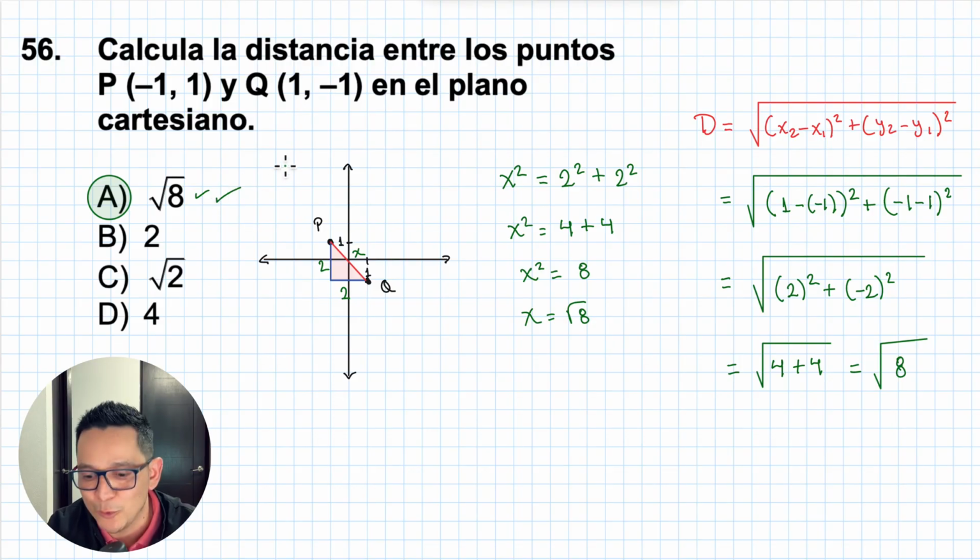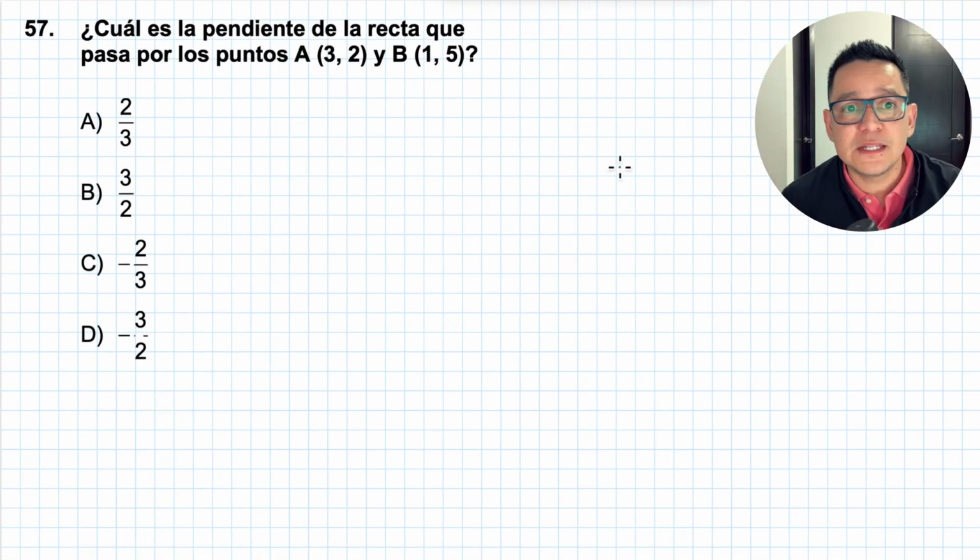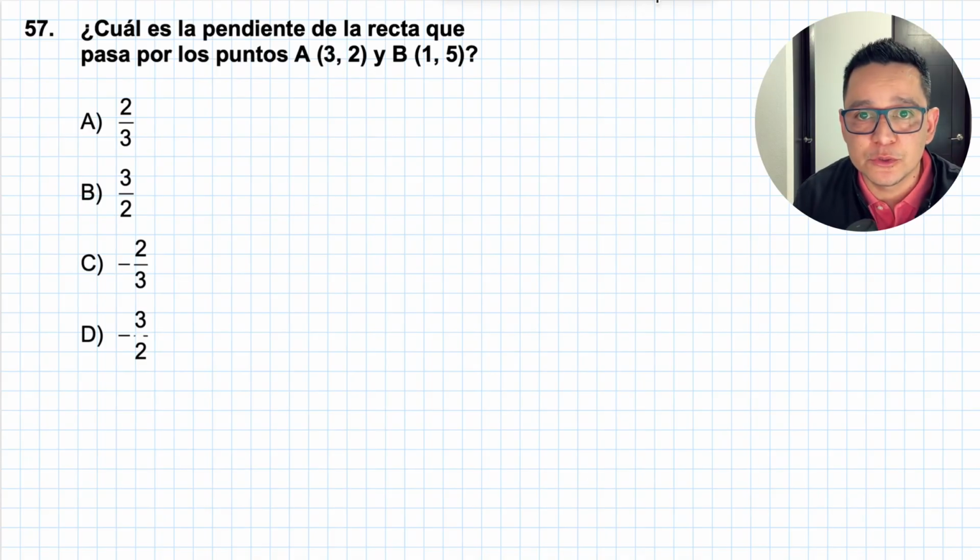We're checking it, right? Look, we're doing it in 2 different ways. If you ask me, I prefer to do it using the Pythagorean theorem. I think it's much simpler. Let's move on to the next exercise. Number 57. What is the slope of the line passing through these 2 points? They're giving us the points.